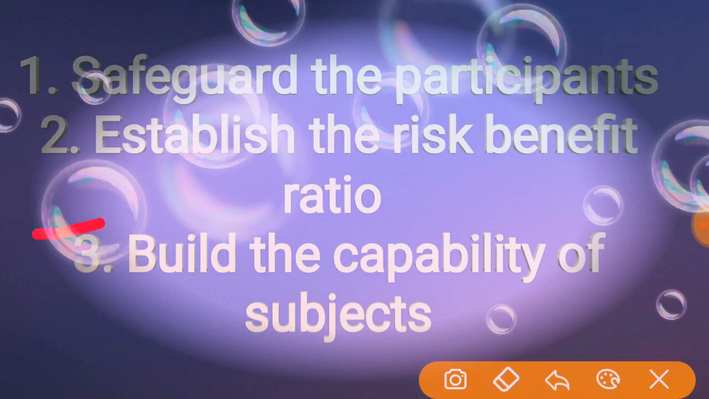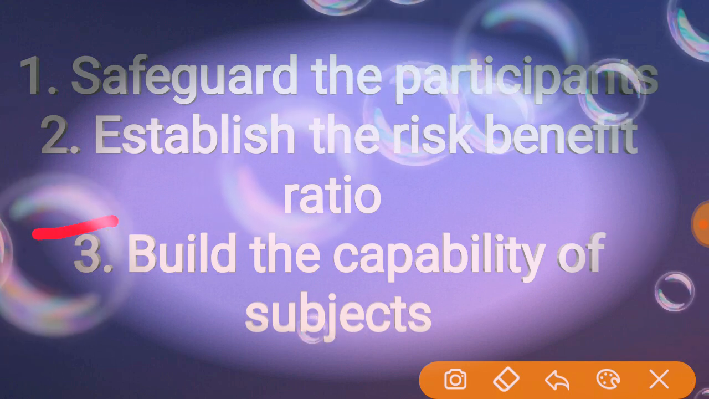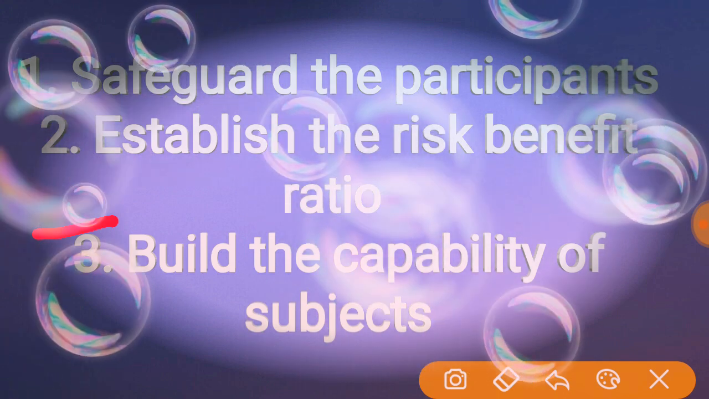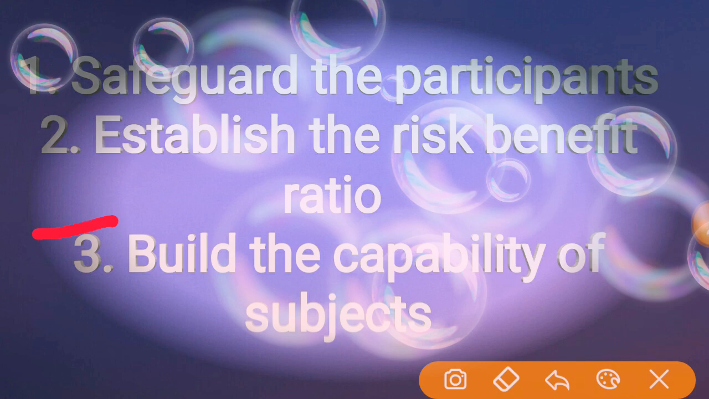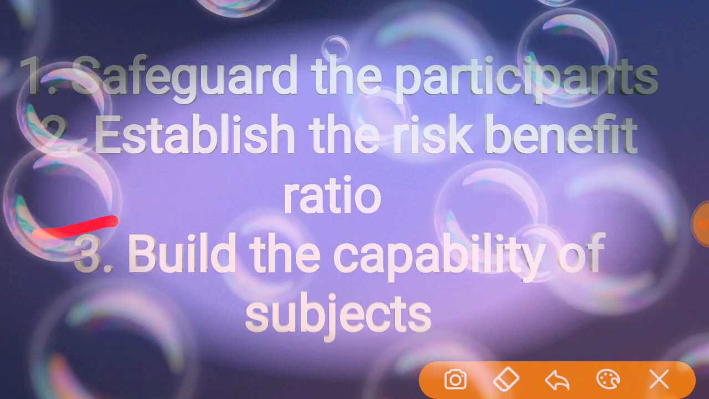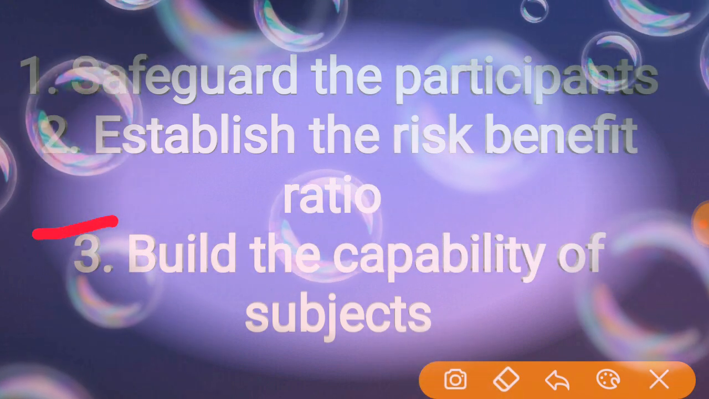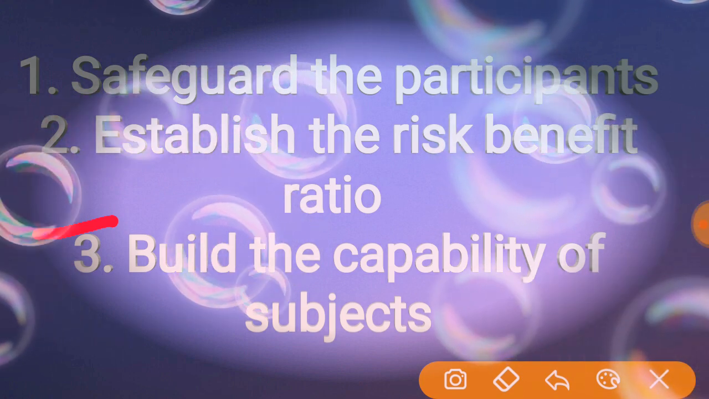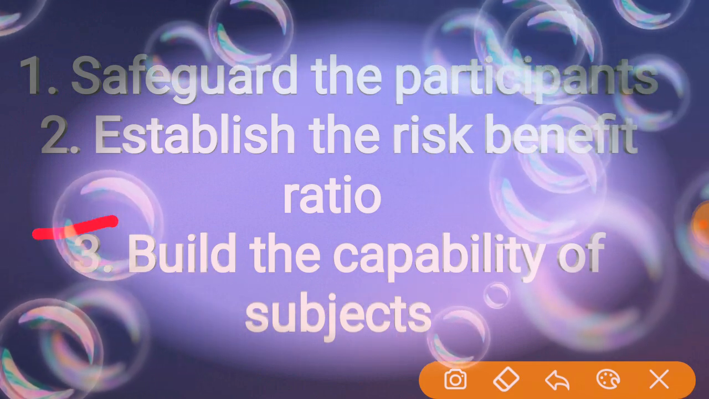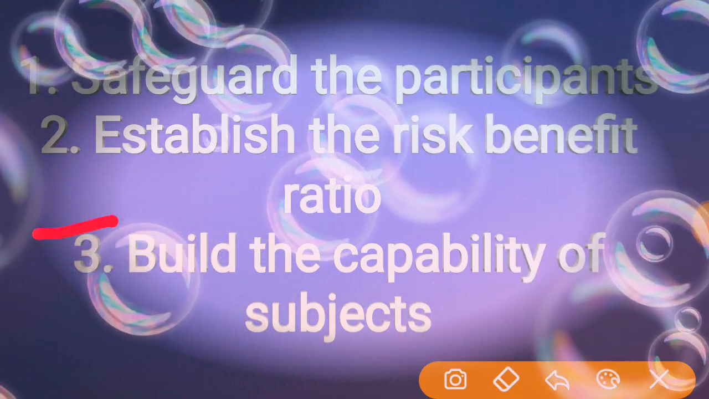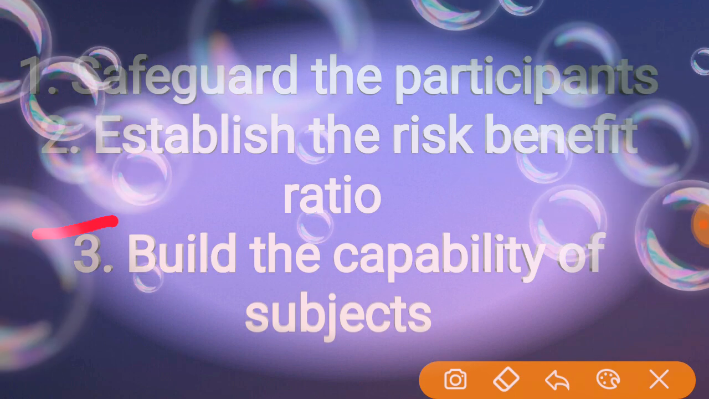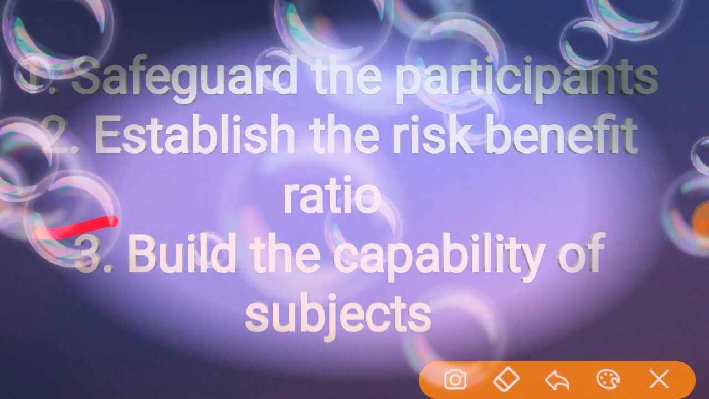And the third one is build the capability of subjects. Why do we need to build the capability of subjects? To accept or reject participation in the study. If they want to participate, they can. If they want to reject, they can. By building the capabilities in their minds, they are able to either participate or eliminate themselves. Also, to assess and inform, there is written consent for participation in research studies. So these are the three importances of ethics in nursing research.